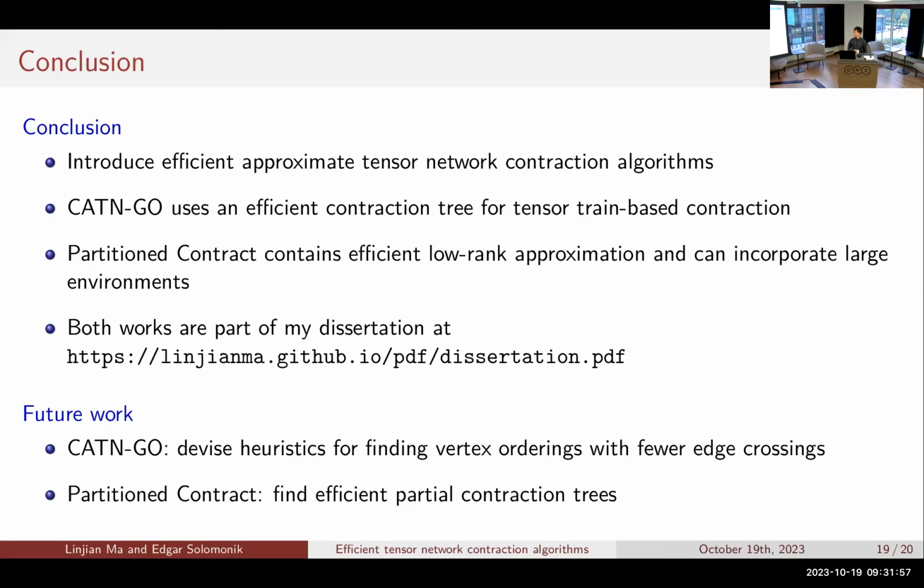And I also have some future work in terms of cat and go. One direction is to design heuristics that find efficient vertex orderings that minimize the edge crossings. And in terms of partition contract, I didn't talk about how we choose the partition, the partial contraction tree. How to automate that is also one future direction.